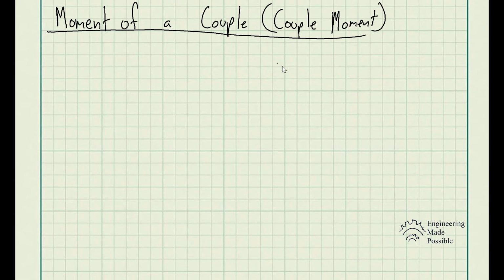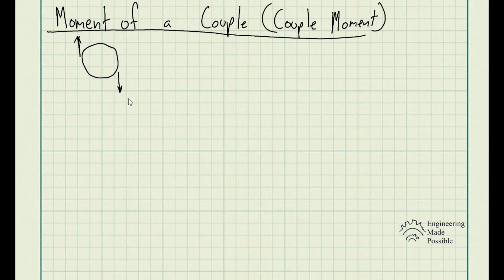So now on to the moment of a couple, otherwise referred to as a couple moment. It's nothing more than having two equal but opposite forces that essentially turn an object, a moment or a torque. A very simple example would be turning a wheel. Let's say this wheel is a steering wheel, and whenever you have two hands on both sides, one hand is basically pushing this steering wheel down and the other one is pushing it up.